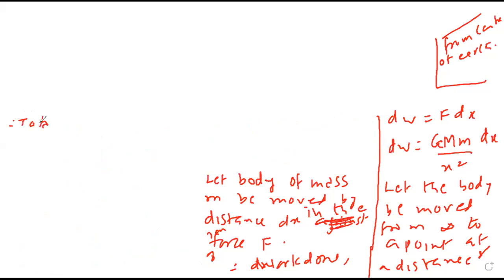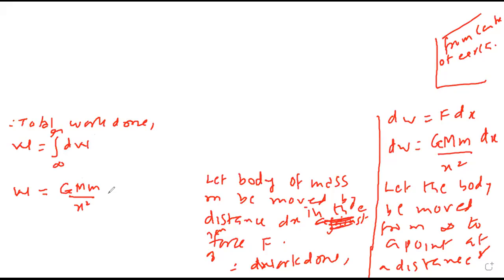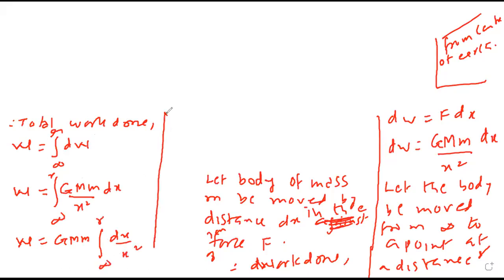Therefore, total work done W is the integration of dW from infinity to R. This is nothing but G M m upon x square dx from infinity to R. So G M m you take constant outside, dx upon x square from infinity to R. So work done is G M m times the integration of x raised to minus 2 dx from infinity to R.